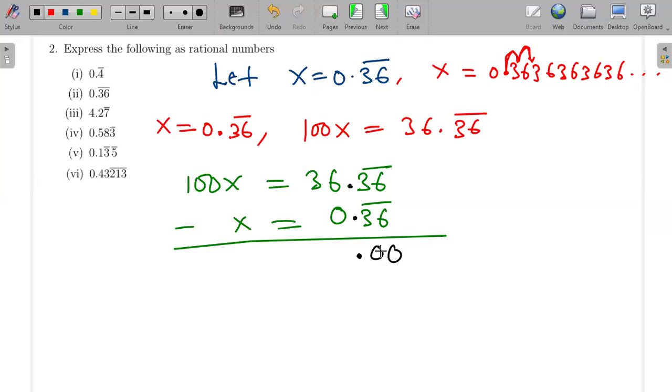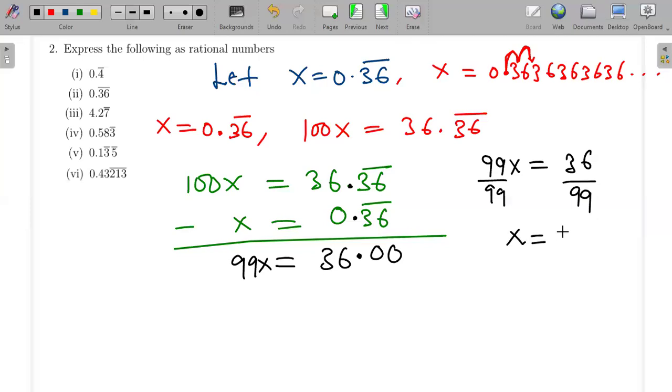So this should always be the case. The repeating part there should cancel. Then 36 minus 0 still remains with 36 is equals to 100x minus x. That would be 99x. So meaning that I have 99x is equals to what? 36. So divide by 99, divided by 99. So x is equals to 36 over 99.